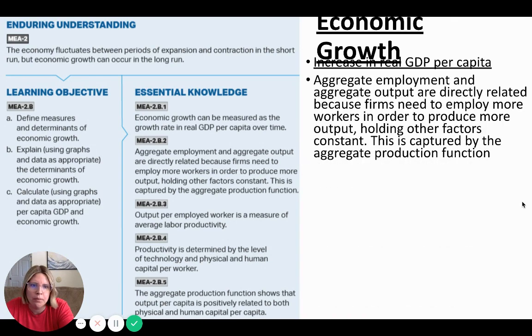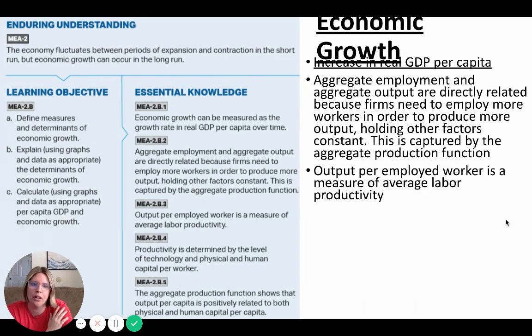Aggregate employment and aggregate output are directly related because firms need to employ more workers in order to produce more output, basically. So employment and output are connected. And we can show that on the ASAD model. Basically, we know that when there's more output, some students are like, well, how do you know that unemployment has gone up or gone down? I'm like, because output's gone up or gone down. So output and unemployment are directly related through something called the aggregate production function, which is a new graph.